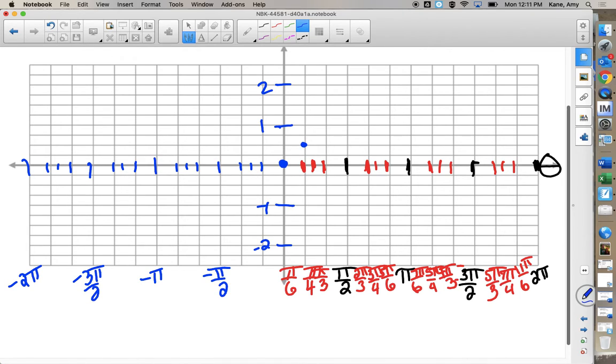Julian, at pi over 4, what's the value of sine? 0.7, it's 7 over 7. Yeah, so which is a little less than 3/4 of the way. So I'll go a little less than my third line.